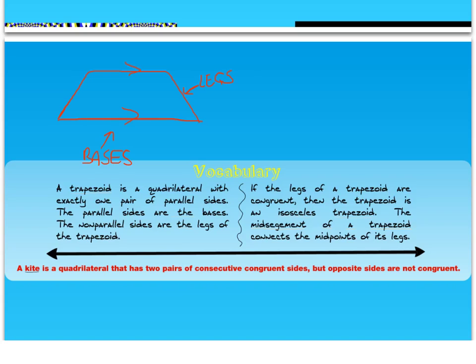A kite, well, this one you may have seen before. I'm sure you've all flown a kite before. But your typical kite might not look like the ones you've flown that are dragons or whatever else. Your typical kite looks like this. And what we have going on with the kite is the adjacent, or next, 2 sides are congruent. Opposite sides are not congruent.